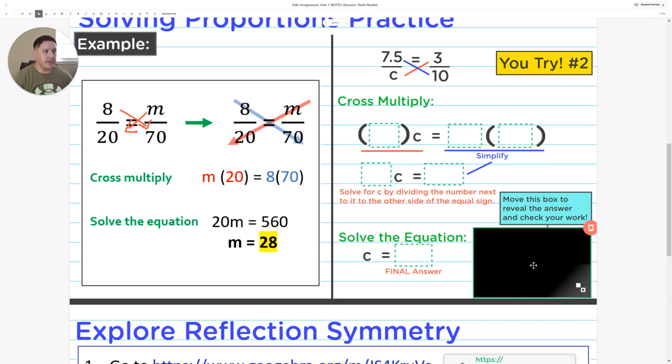If you need to see and check your work, you can move this box right here and see if you're doing everything correctly. So at this moment, go ahead and pause the video, try this on your own, fill it out, and get your final answer. Otherwise, I'm going to go ahead and show y'all how to do this.